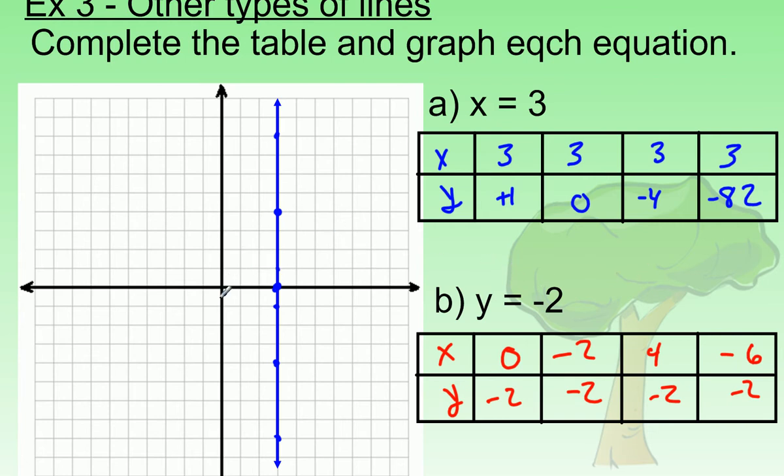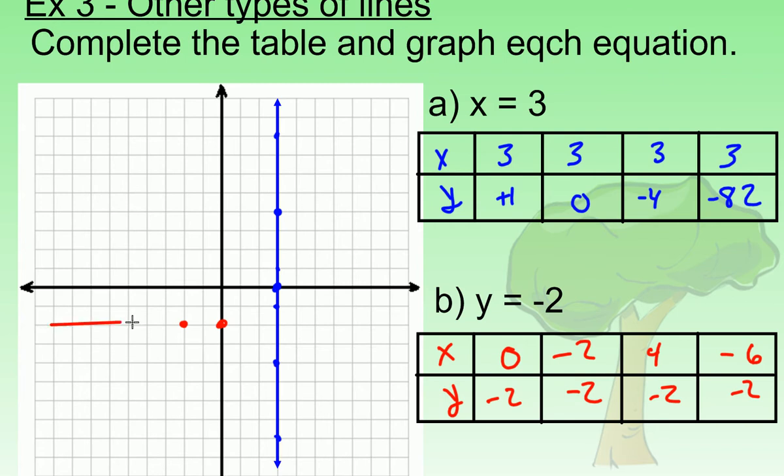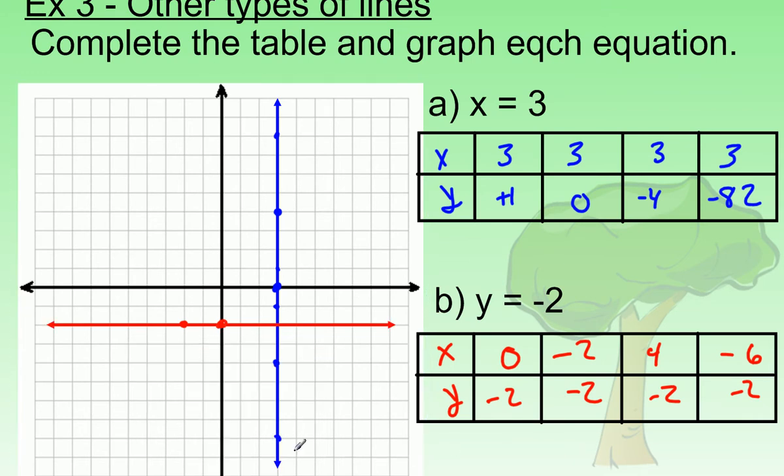So 0, -2. Okay, so I don't know what this line's going to look like yet, but I know this is the y-intercept because the line's going to cross right here. Okay, and we go for our second point. -2, -2. 2 points make a line. I'm pretty sure now I know what my line's going to look like. I'm pretty confident my line is going to be going this way with arrowheads.